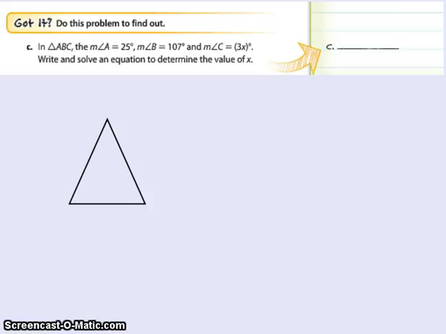So the very first thing I need you to do is draw that triangle on your paper. And I want to label these A, B, and C. So all I have to do is fill these in. So I know that angle A was equal to 25 degrees. Angle B was 107 degrees. And angle C was 3x.